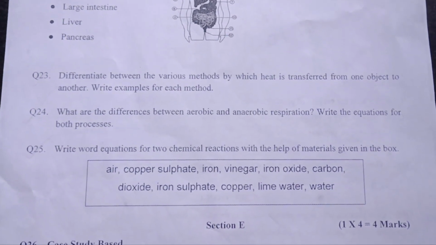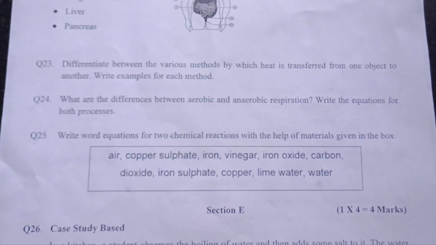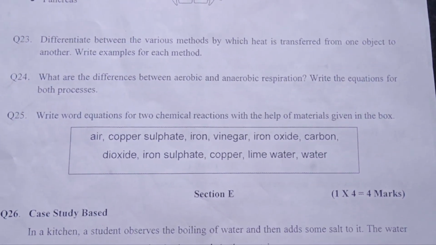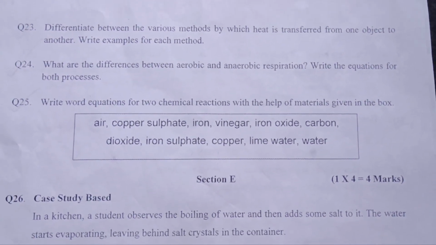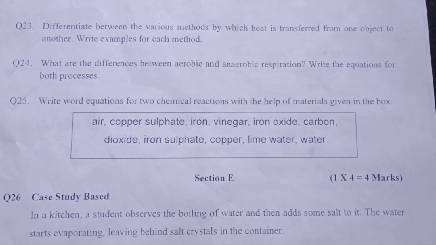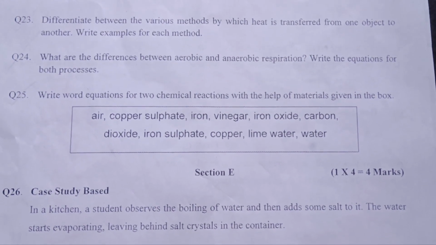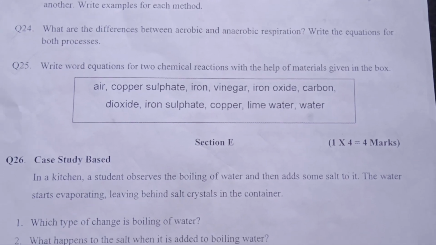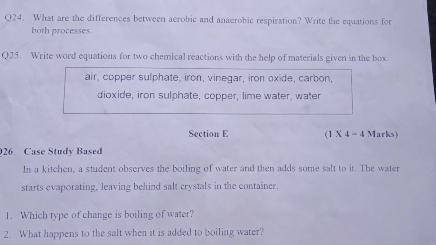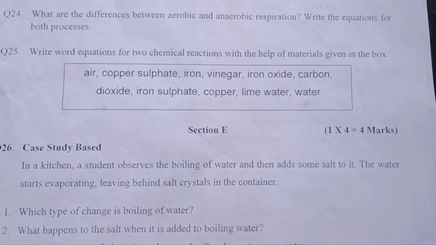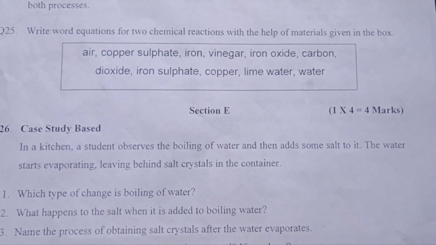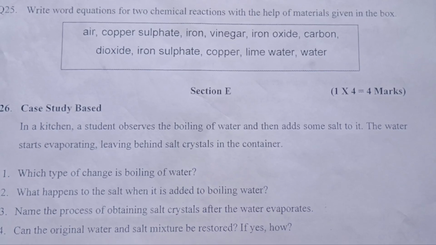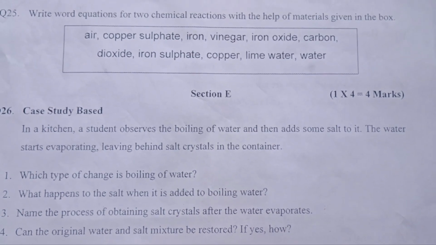Section E, 4 marks each. Case study. In a kitchen, a student observes the boiling of water and then adds some salt to it. The water starts evaporating, leaving behind salt crystals in the container. Which type of change is boiling of water? What happens to the salt when it is added to the boiling water? Name the process of obtaining salt crystals after the water evaporates. Can the original water and salt mixture be restored? If yes, how?